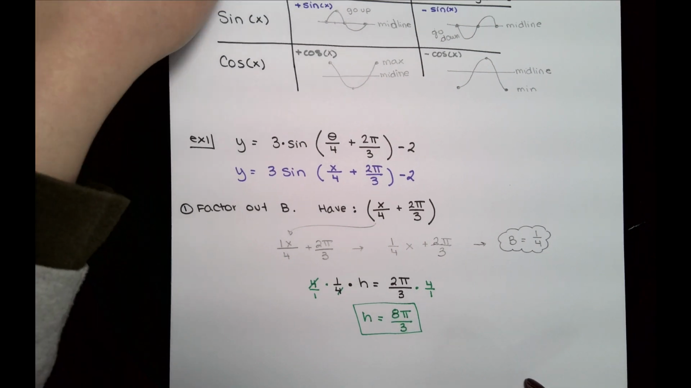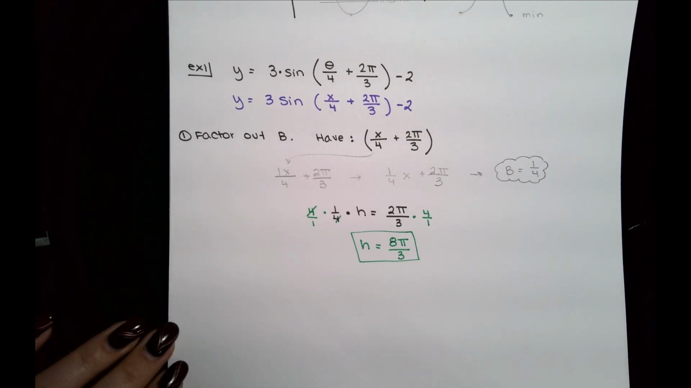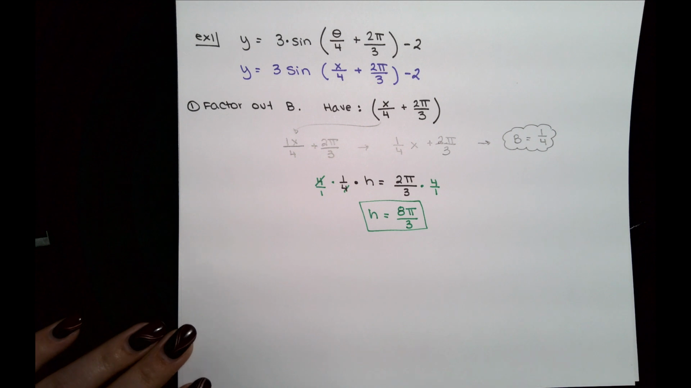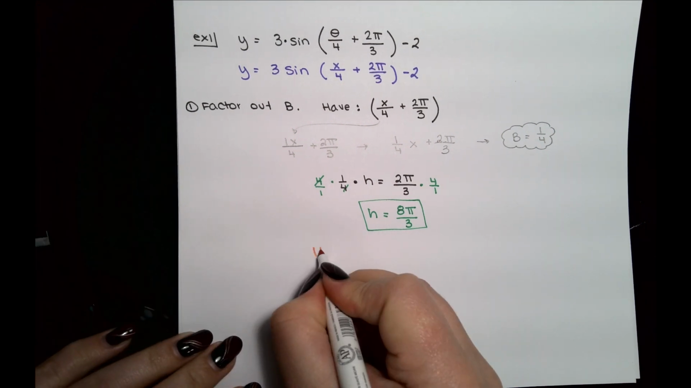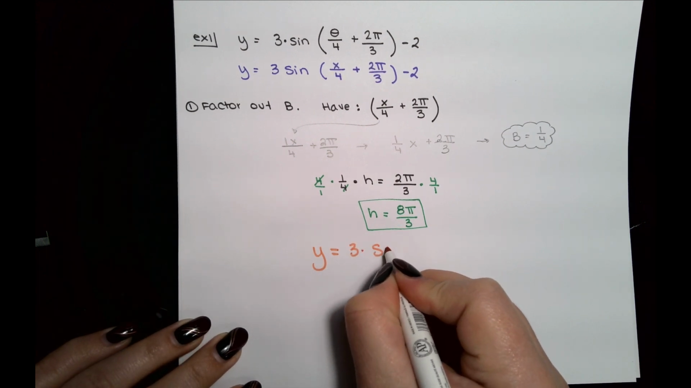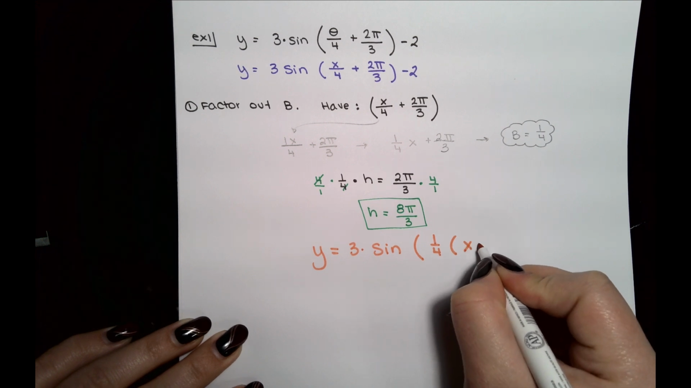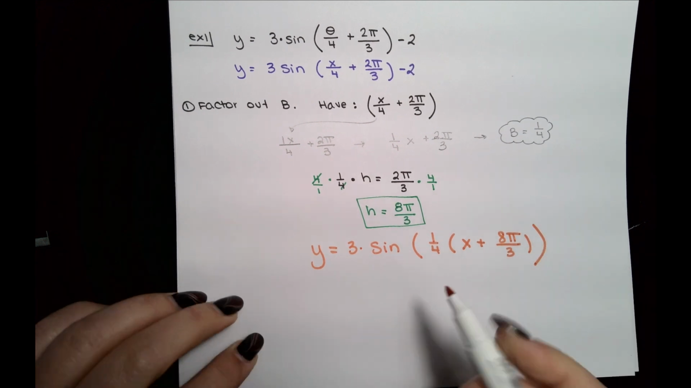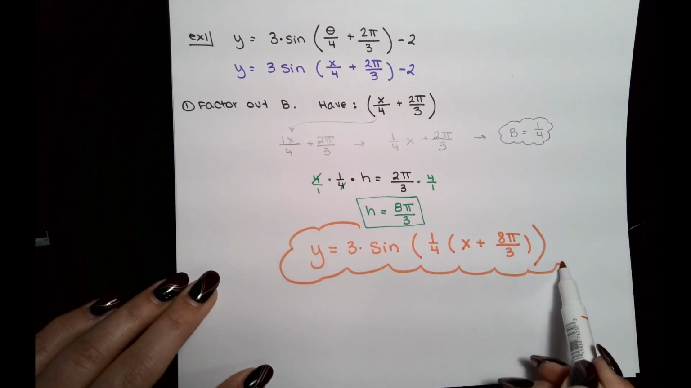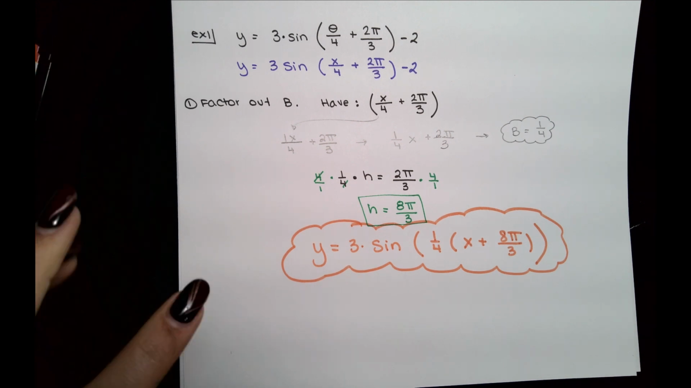Again, when you have your h value like this, you're going to put it back into the correct format so we can then see what our transformational form is. So I'm going to rewrite this as y equals 3 times sine of 1/4 of x plus 8π/3. Again, put this in a thinking bubble. This is now your transformational format with your true h value, your b. This is what we want.